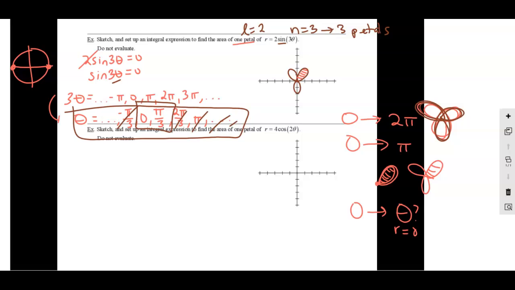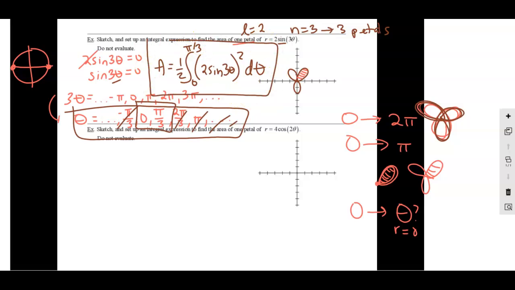So there we go, right? That would be the integral that would represent just one petal. Again, we have area equals 1/2 integral of r squared, so we just plug that in, 2 sine 3 theta squared. But if I only wanted one petal, I could do 0 to pi over 3. And that would be the integral that you would want. Again, we can use math software to then go get the answer, but we usually don't have to.